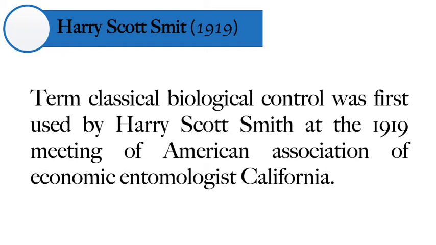The third one is Harry Scott Smith, who was the first scientist using the term classical biological program at the 1919 meeting of the Pacific Slope branch of American Association of Economic Entomologists, California.